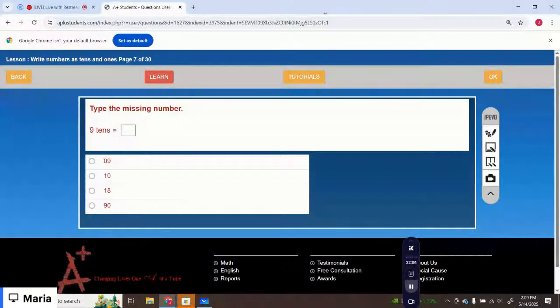Type the missing number: 9 tens. How do you write 9 tens? 9 tens means 90. You cannot write the digit without 0 in the ones place. It is 0, so the correct option is 90.